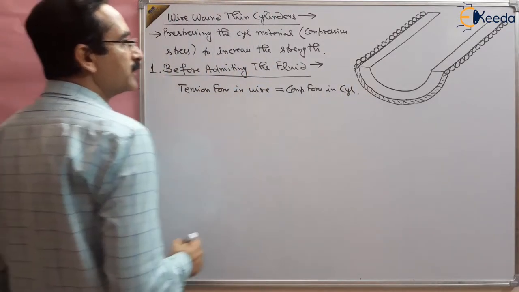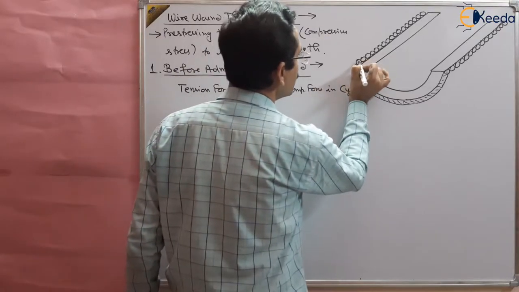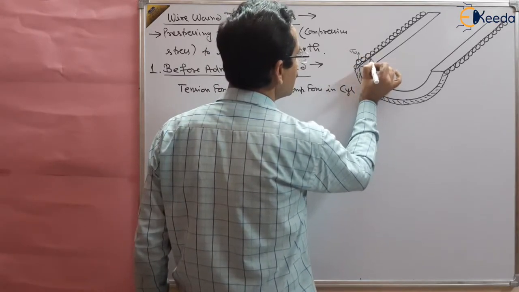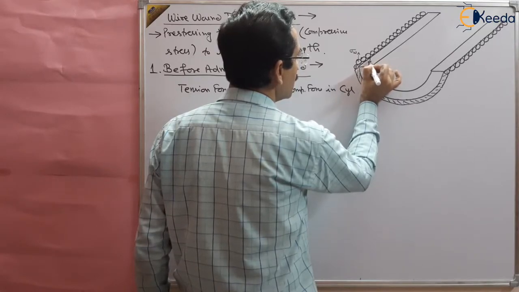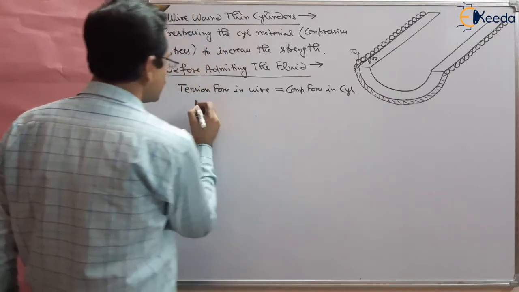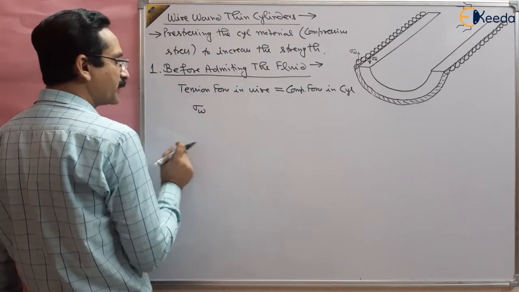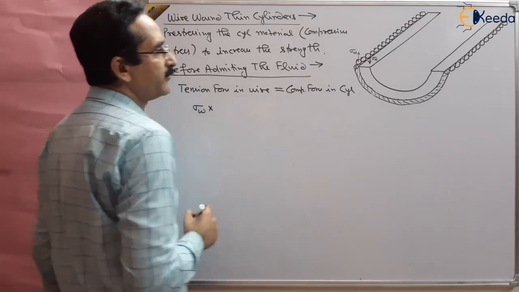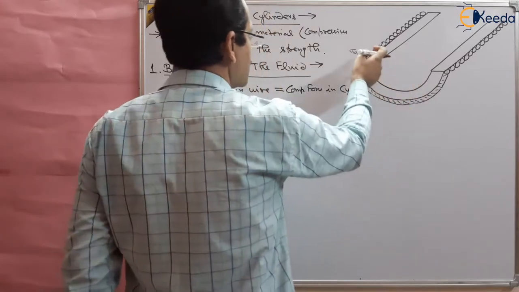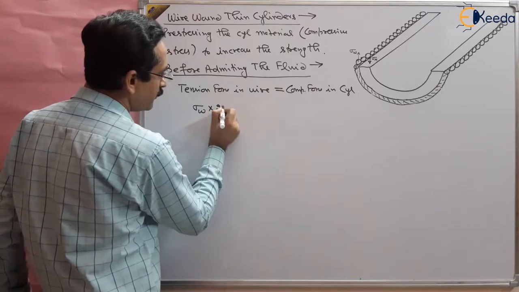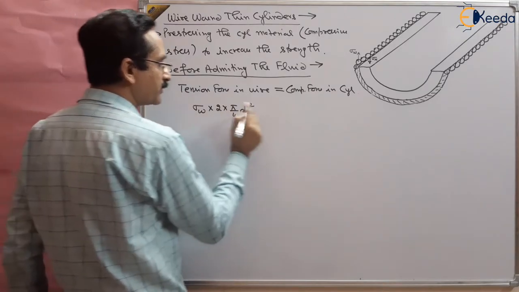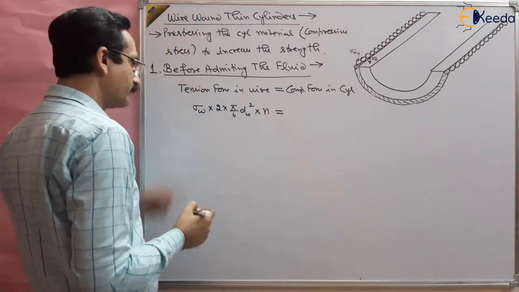So what is the tension force in the wire? Suppose the stress in the wire is sigma w, and the compressive stress in the cylinder in the circumferential direction is sigma h. This is tension, this is compression. So sigma w is the stress developed in the material multiplied by the area. If we cut the section, we will find two areas here, which take this stress and balance these stresses. So 2 times pi by 4 dw square, where dw is the diameter of the wire, multiplied by n, the number of turns of the wire.